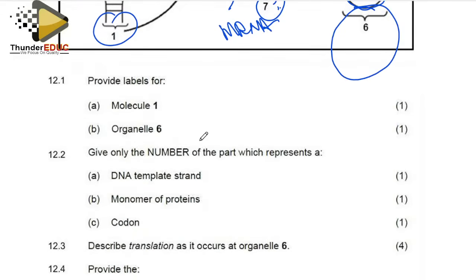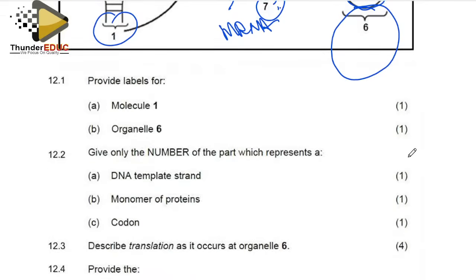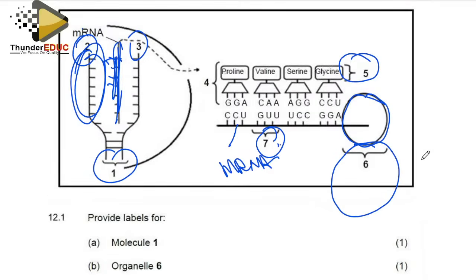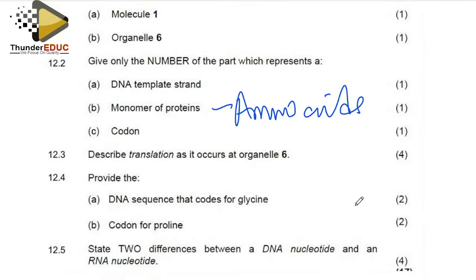Then they say monomer of proteins. These are amino acids. Whenever they say monomers of proteins, these are amino acids. So automatically the monomer of protein in that case is going to be number 5. These are amino acids. This is not yet a polypeptide chain. Why? Because they are not joined together by peptide bonds. You see, they are still free. So they are not a polypeptide chain.